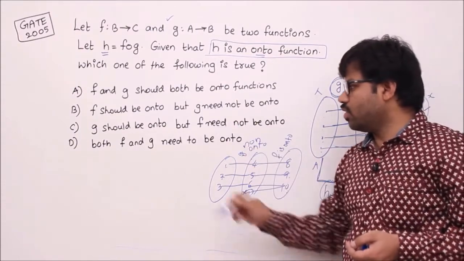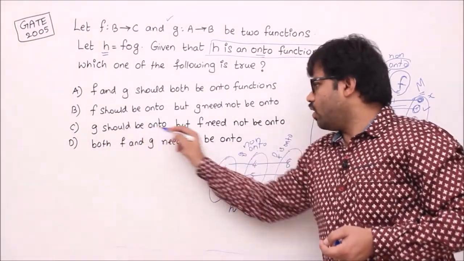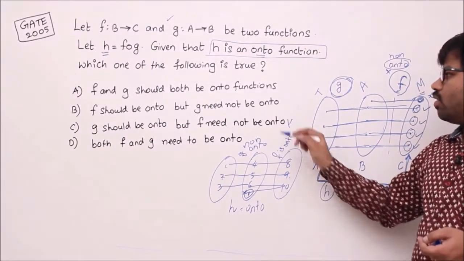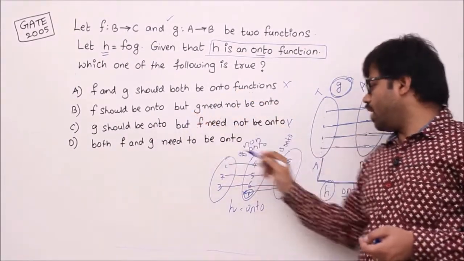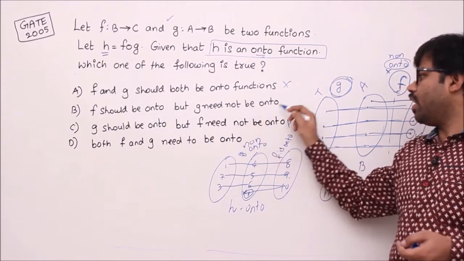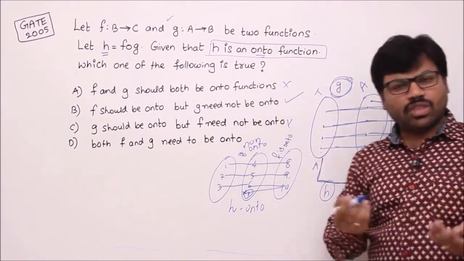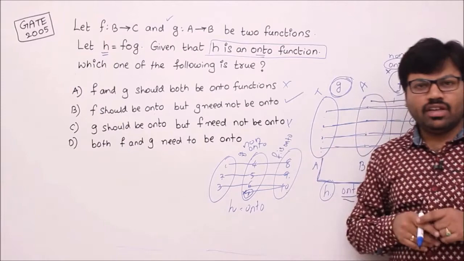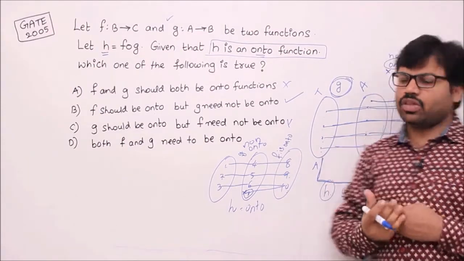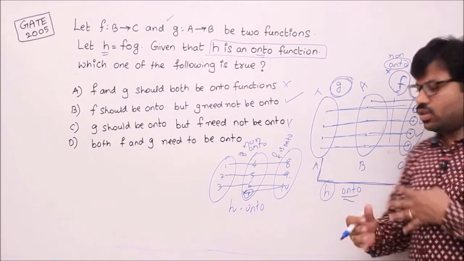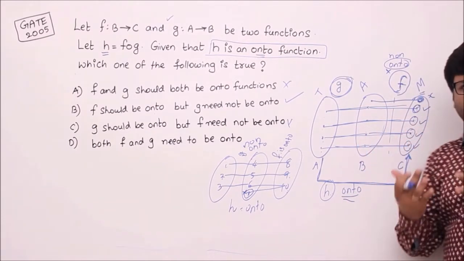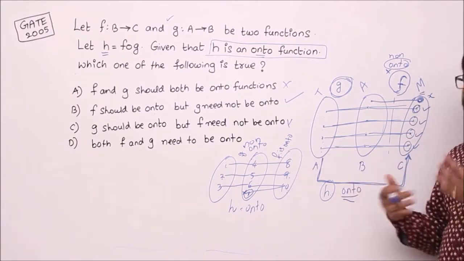We'll see the options now. G should be onto, F need not be onto: wrong. F and G should both be onto functions: wrong. F should be onto: correct. G need not be onto: absolutely right. So option B is the right choice. In that way, if you have a clear picture about the problem, if you interpret the problem clearly through some real world problems, then easily we can solve the problem.